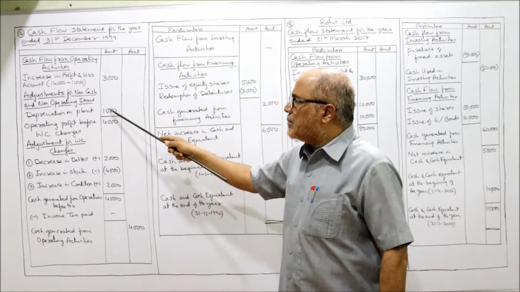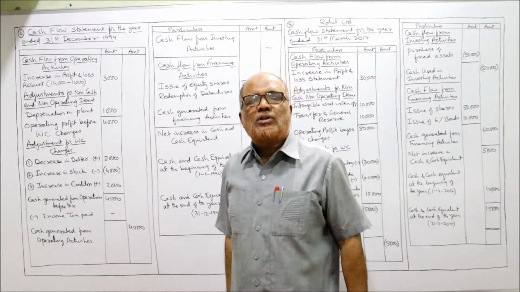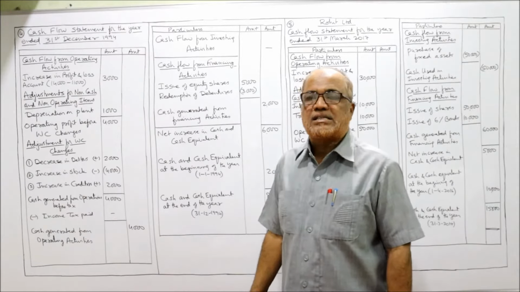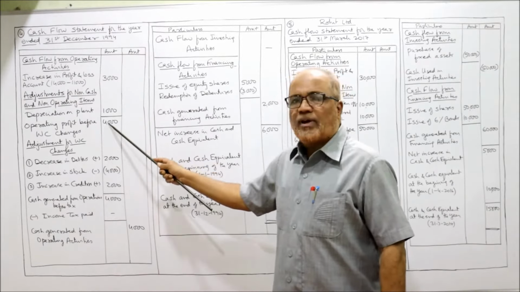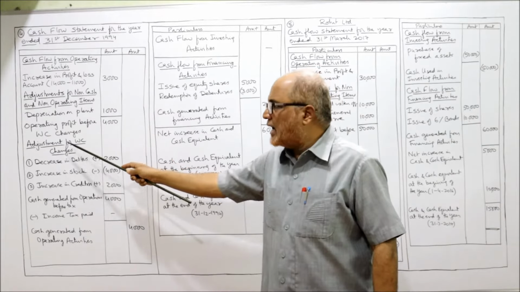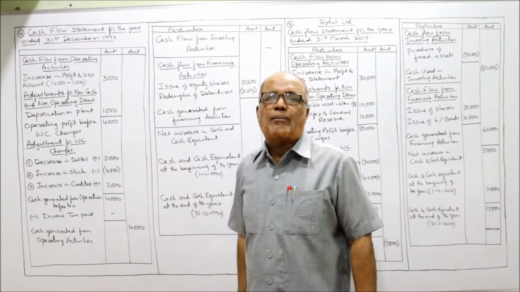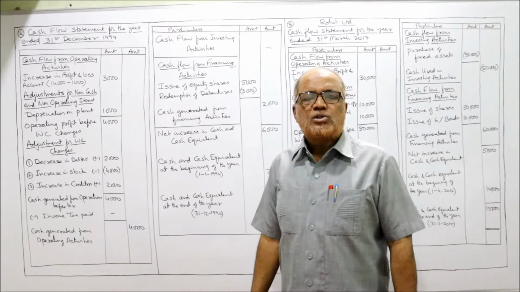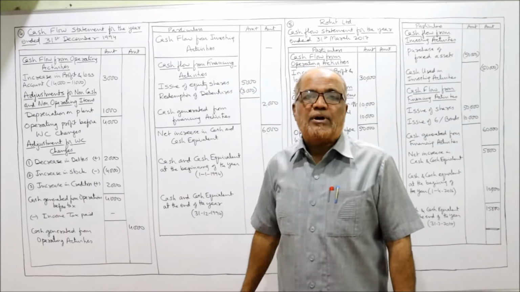Now add up 3,000 plus 1,000, 4,000. This 4,000 is called operating profit before working capital changes. Operating profit before working capital changes. To this we have to make adjustment for working capital changes. So many problems we have done in the last video. So current assets and current liability we have to check.